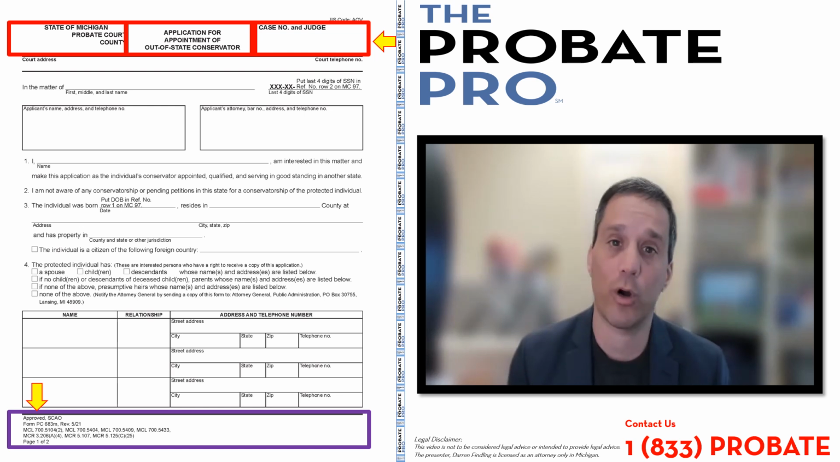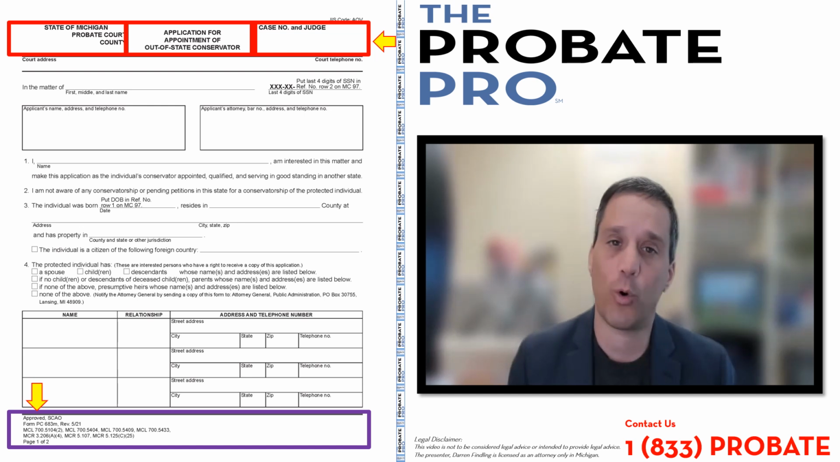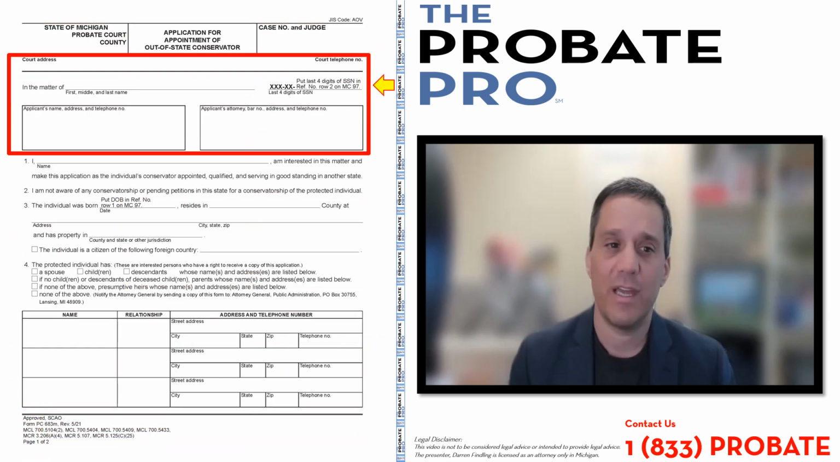In the top left corner is the county identified here. In the county, the venue for the probate court would be the domicile of the individual being sought conservator over. Top right corner would be the case number or judge if one has already been assigned. If it hasn't, it'll be left blank. And then, of course, the name of the form is in the top center of the red boxes. As we work our way through it, the court address is identified. Again, the county in which the individual is a resident or domiciled. In the matter of is the name of the person being sought conservator over.